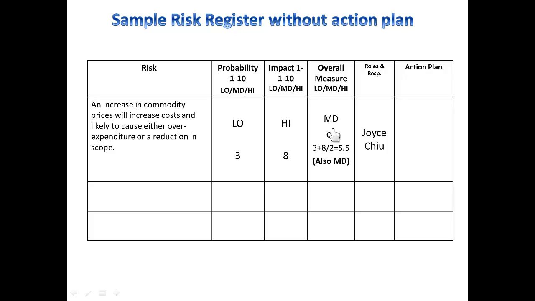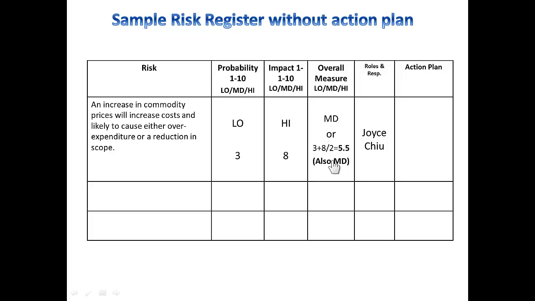In the next column is the composite score. And again, there are 2 ways of doing this. One is just to assign low, medium, high. In this case, the combination of low and high is medium. The other is to add the 2 numbers together. 3 plus 8 equals 11, and divide by 2, and you'll get 5.5.